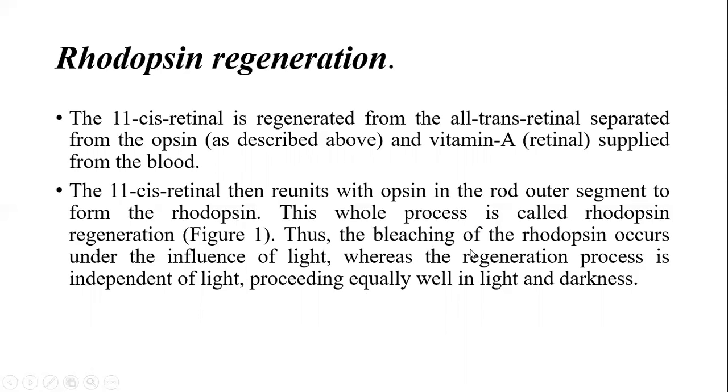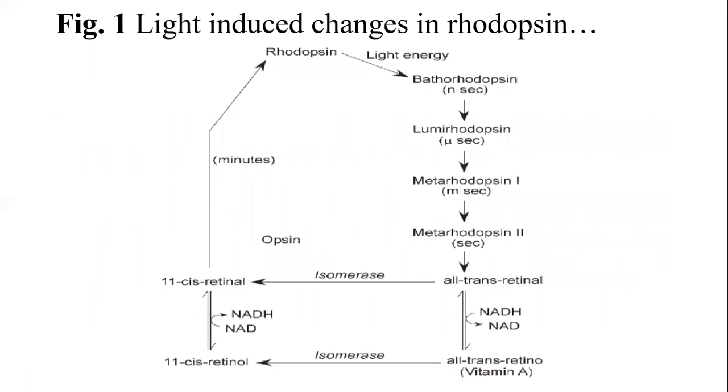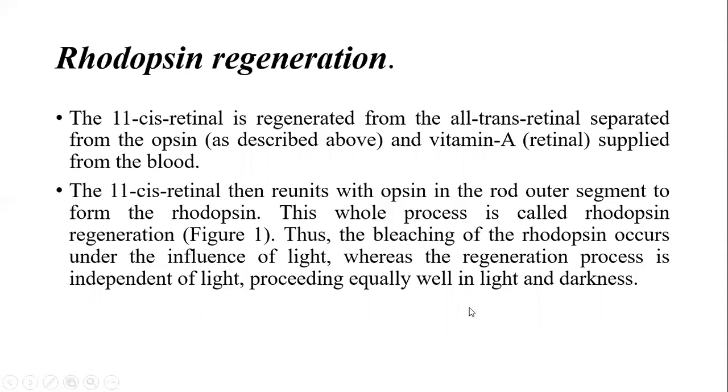Thus, the bleaching of the rhodopsin occurs under the influence of light. Obviously, everything is happening due to light. Well, the regeneration process is independent of light, proceeding equally well in light and darkness. So all the photochemical changes are light sensitive, but here no light is required. Whether dark or light, both processes go on the same.